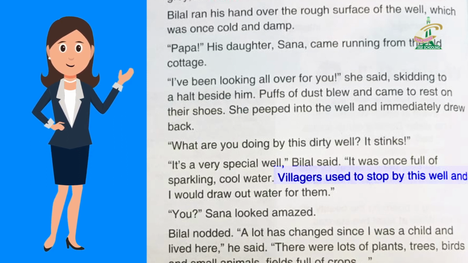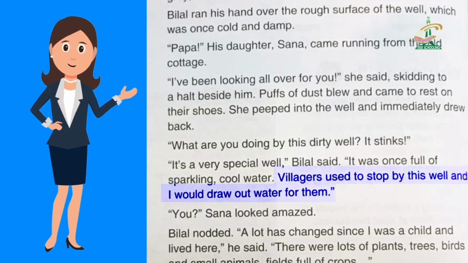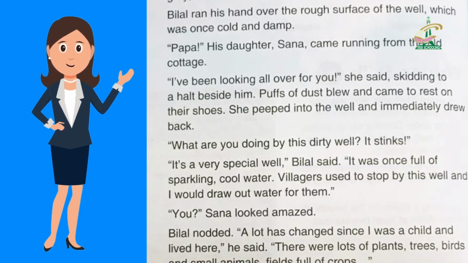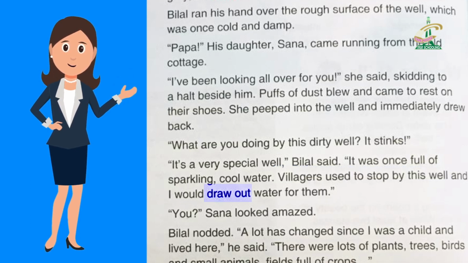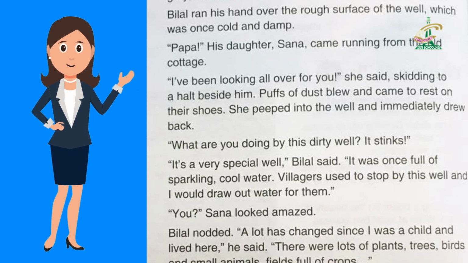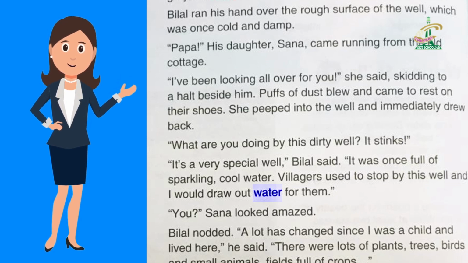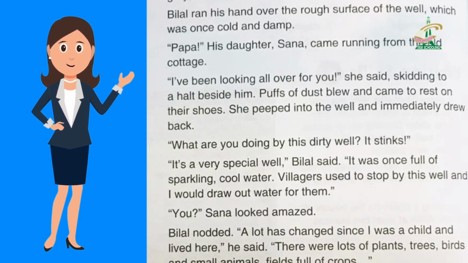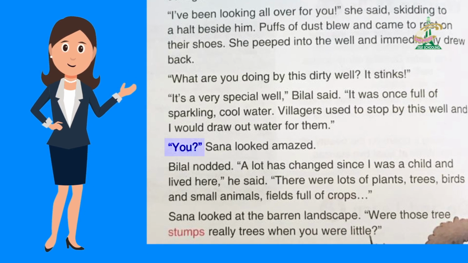Villagers used to stop by this well and I would draw out water for them. Bilal used to draw, which means move, out water from the well for the villagers. Sana looked amazed. Amazed means surprised. Sana got surprised on listening to her father say that he used to draw out water for the villagers.